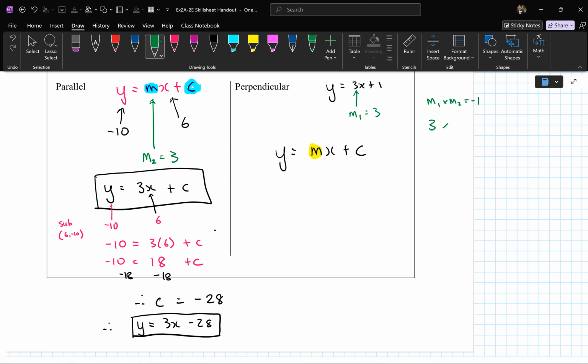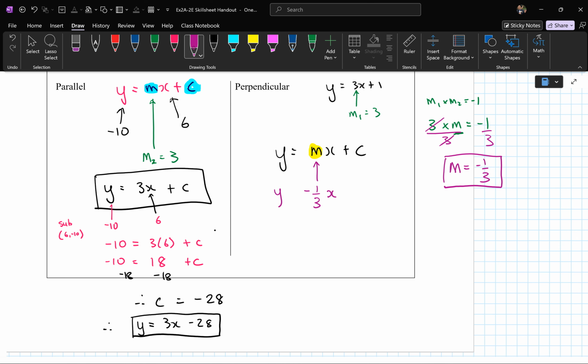If you did 3 times m equals negative 1, how do you get m? Divide both sides by 3. Because that's times 3, so 3 divided by 3 cancels out. m equals negative 1/3. So you can see there's a lot of reliance on algebra, solving, everything that you did in year 9 and 10. So that means I now know the gradient here, if it's perpendicular, it needed to be negative 1/3.